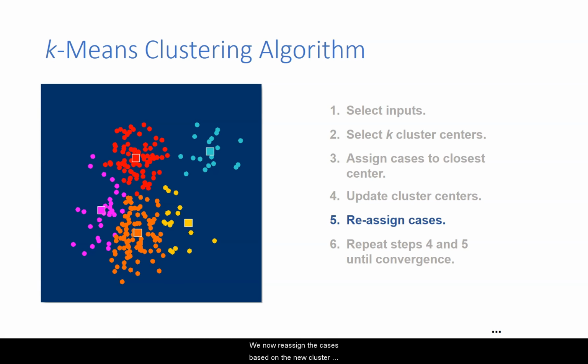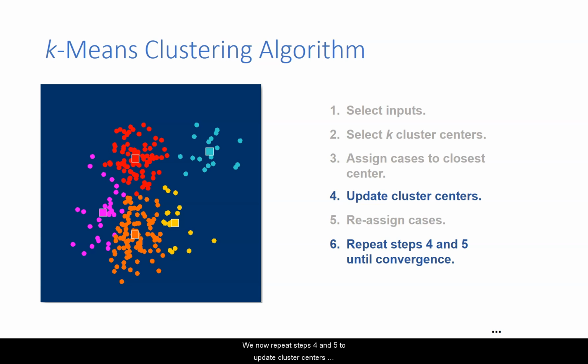We now reassign the cases based on the new cluster centers. As you can see, the yellow cluster got a little larger and includes more observations now, because there are more observations that are closest to the updated cluster center for the yellow cluster now. Other clusters also got adjusted. You may want to replay this and the previous slide again to see how the clusters changed. What we have seen so far is the first iteration of k-means clustering. The iteration will continue in the next few slides.